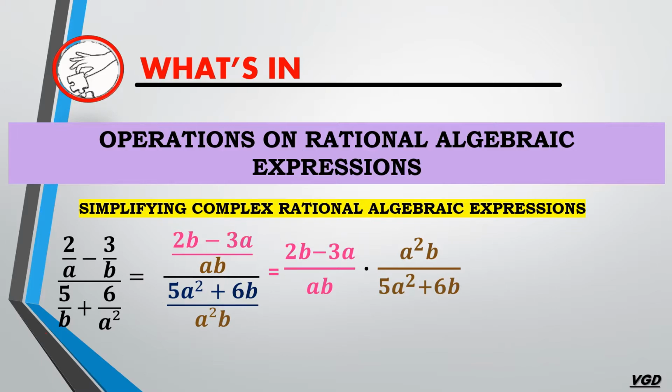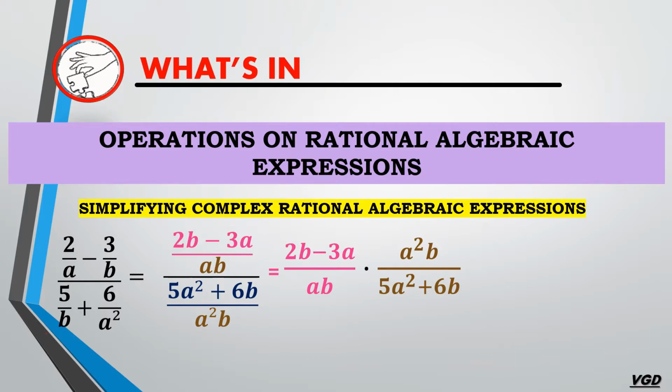And take note that applying the rule in dividing rational algebraic expressions, we have to multiply our dividend to the reciprocal of our divisor. So the reciprocal of this divisor. So our new expression will be 2b minus 3a over ab times a squared b over 5a squared plus 6b.